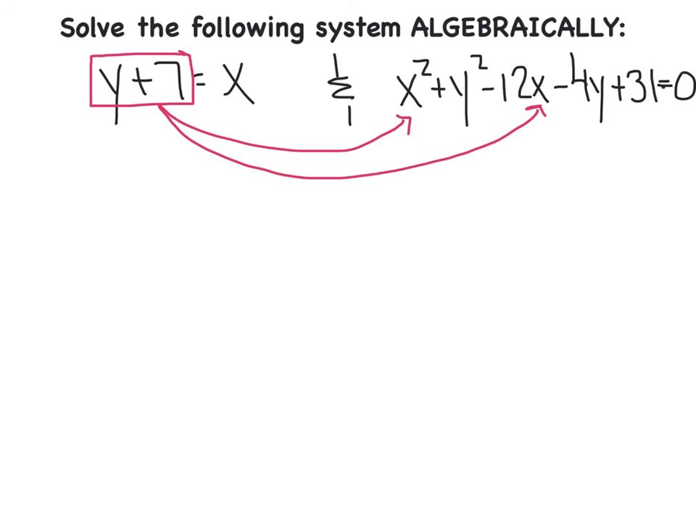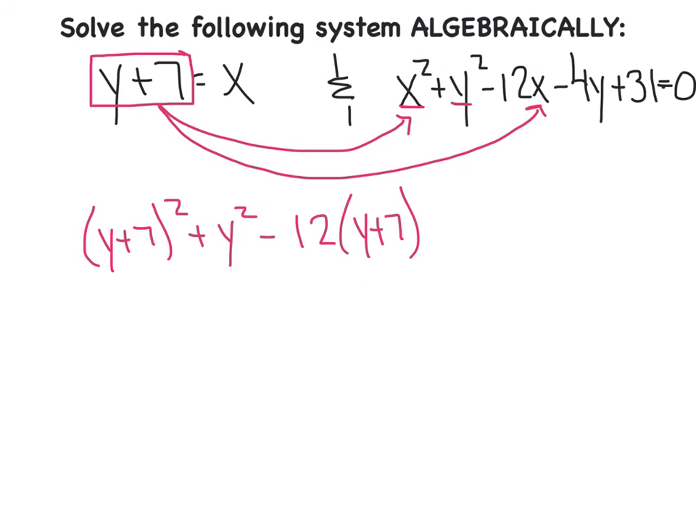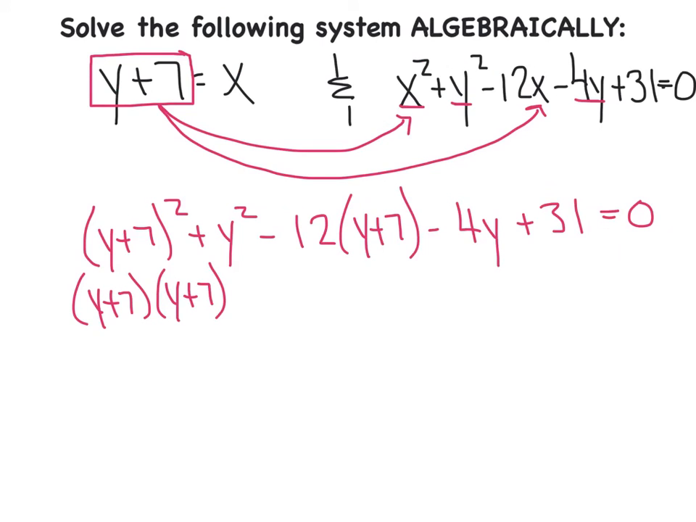And let's see, that first term, instead of being x squared, is now going to be the quantity y plus 7 squared. The second term is still y squared. The third term is going to be minus 12 times the quantity y plus 7. The fourth term stays minus 4y. Fifth term is still 31, and we're still equal to 0.